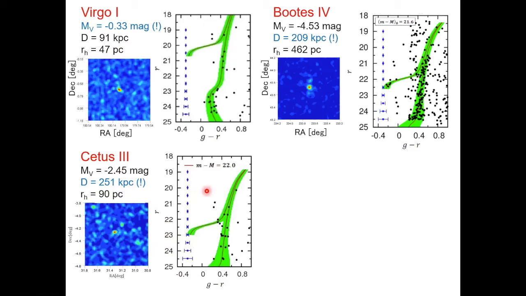Third one is Boötes 4. It's bright because there are many stars inside this isochrone, and the V-band absolute magnitude is minus 4.5. Again, this is located in a very distant part of the halo, 200 kiloparsec from the sun, and the half-light radius is large, 460 parsec. Okay, so these are newly discovered satellites.